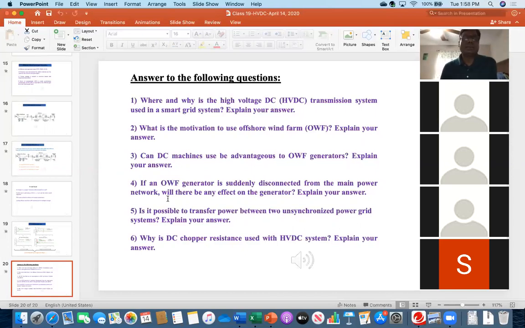Okay, question number 4. If an offshore wind farm generator is suddenly disconnected from the main power network, will there be any effect on the generator? Because you know that there is the offshore wind generator, and then there is the HVDC system, and again that DC is converted back into AC. There are lots of components inside. So what I am asking is, assuming that there is some issue with the main power network, and that main power network got disconnected, does that have any impact on the generator itself? Do you think that the generator will be affected?